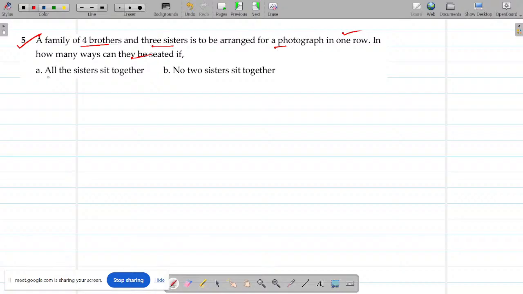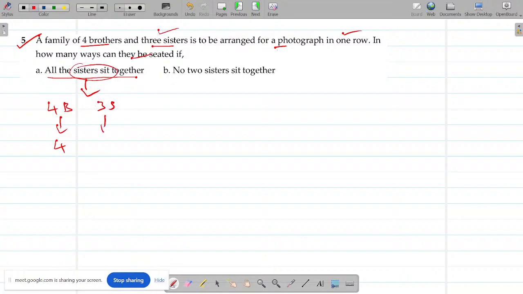Now there is a restriction: all the sisters sit together. Okay, so we know this problem. We make blue and red together as one position. Likewise, if you work out this problem, there are four brothers, so we'll take four different positions for them, and the three sisters, all the sisters will sit together only.